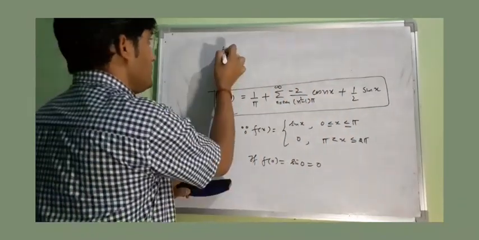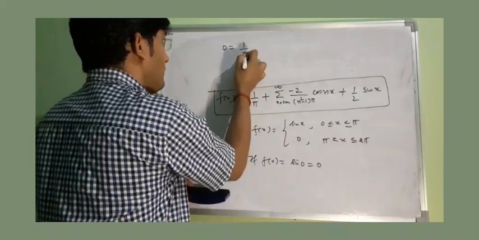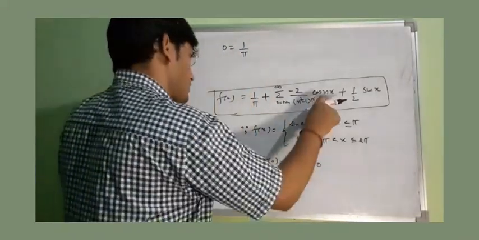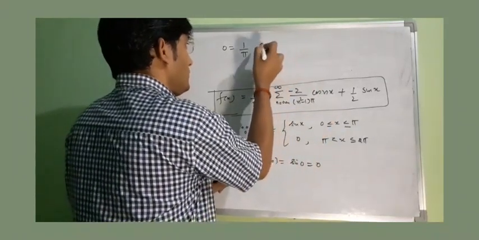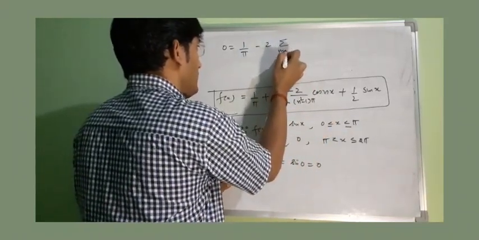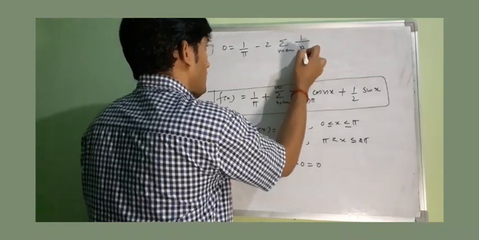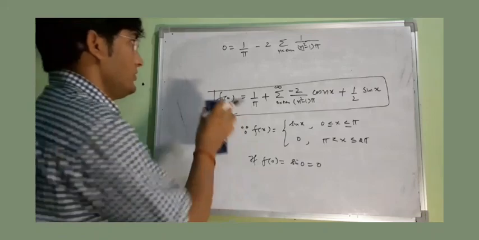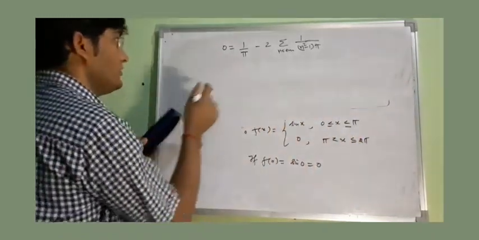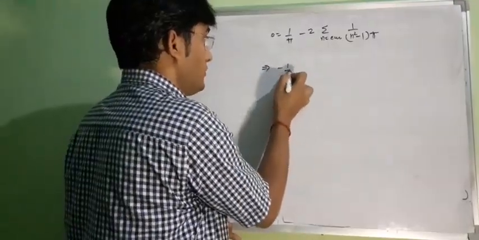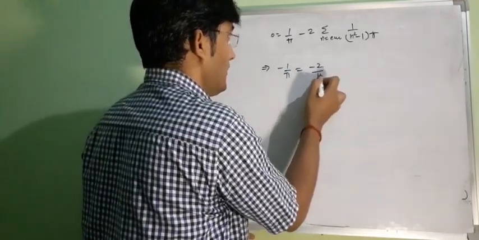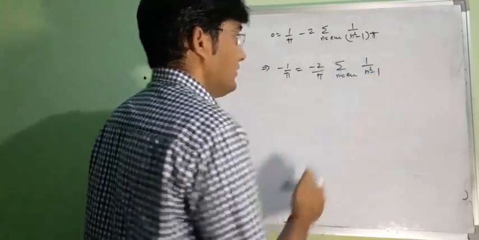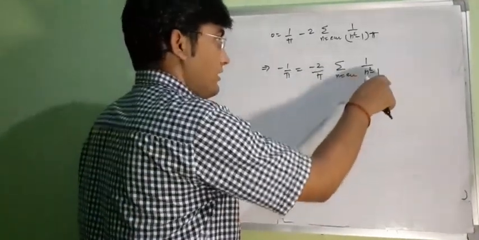So our left hand side will be 0, and in the right hand side we will have 1 by pi. Now here cos 0 is 1, so this will be minus 2 upon (n square minus 1) into pi, when n is even. So this is equal to minus 1 upon pi, minus 2 upon pi, sum over n even, and in the bracket we have n square minus 1.